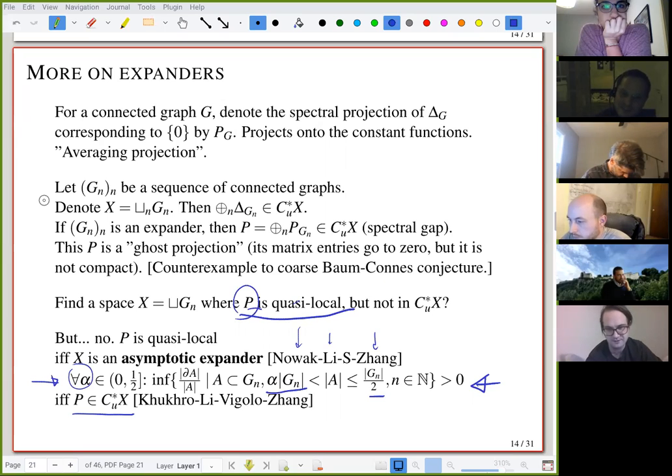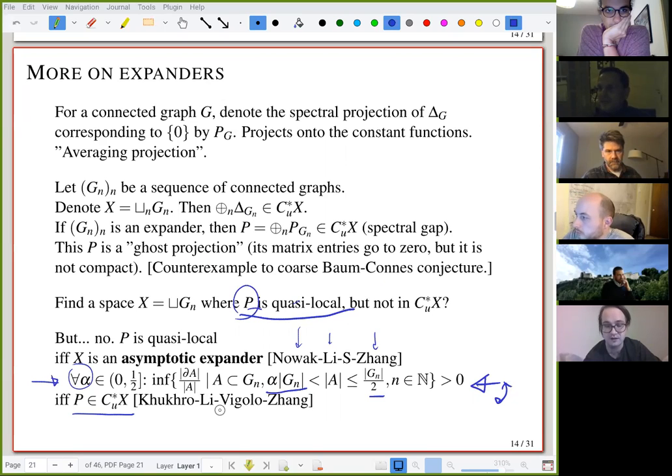So the way they prove this, they prove this last bit here. I mean, Anna, Kukuro, Kang, and Federico, and they basically prove a structure theorem about asymptotic expanders. And it turns out they aren't too far away from expanders.